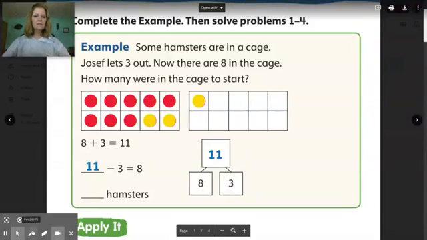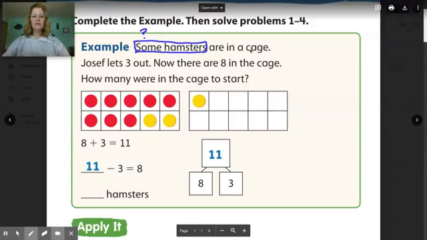So let's read that again. Some hamsters are in a cage. Do we know how many? Nope. It says some, and some is our mystery number. Some hamsters are in a cage, and then Joseph lets 3 out. So if he lets 3 out, are we adding to them or are we taking them away? Yeah, we're taking them away. It's subtraction.